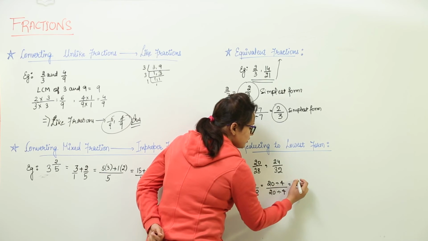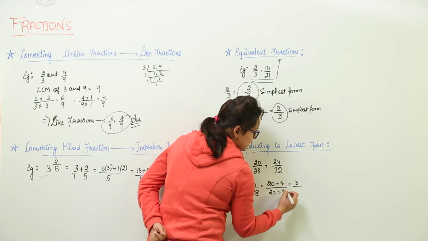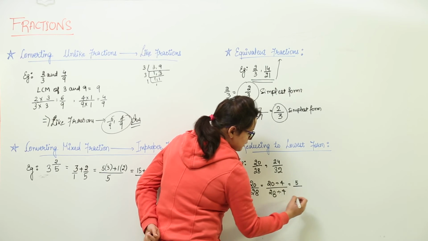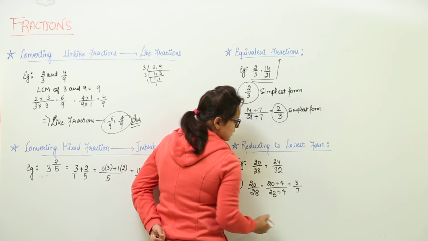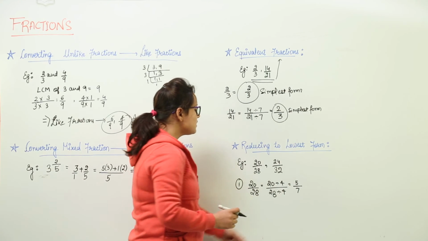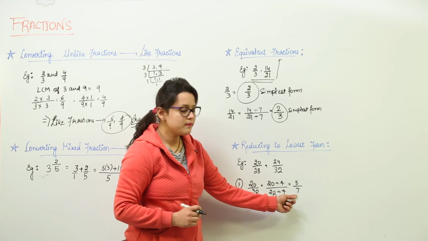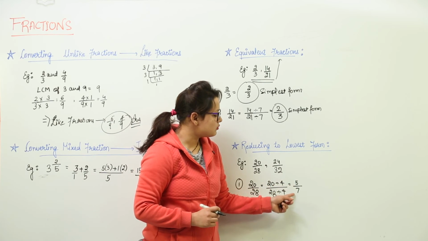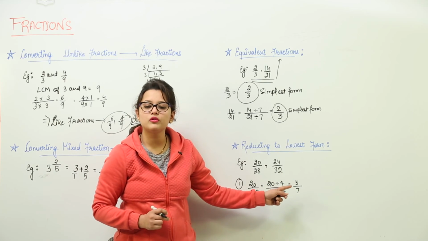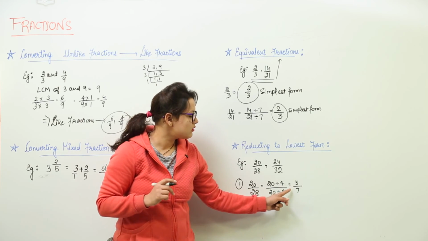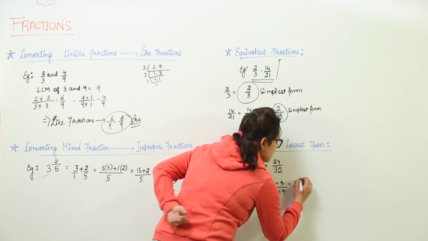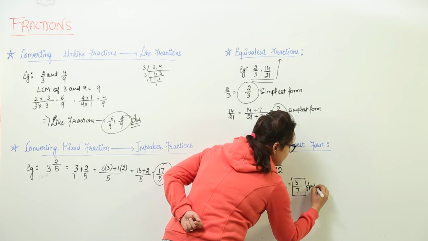Now what do we get on dividing? We get 5, and here it was 28, so 4 sevens are 28. So 5 by 7 is the lowest possible form. Now in 5 by 7, do we have any factor common to 5 and 7 other than 1? No, we do not have any common factor now. So this is known as my lowest form, right?